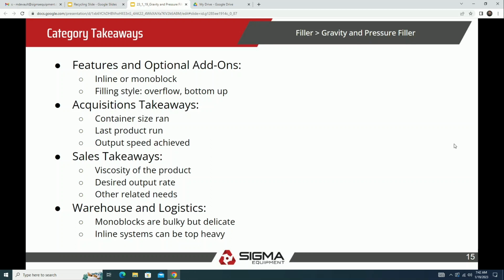For warehouse and logistics, monoblocks are bulky, but they've got some delicate instruments inside them. Make sure you're blocking and bracing them if they're running up against the walls. Even though it's a large, boxy machine, it's very easy to damage pieces of it. Inline systems can be top heavy depending upon how many heads and things like that, so make sure we're securing those.